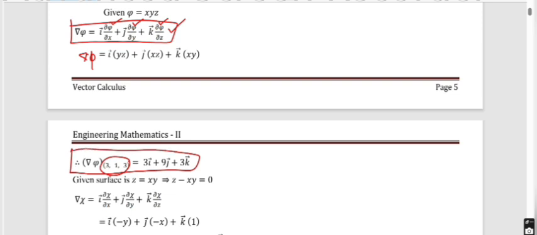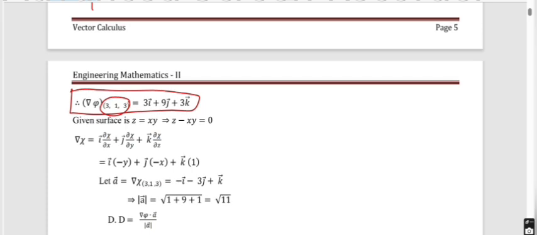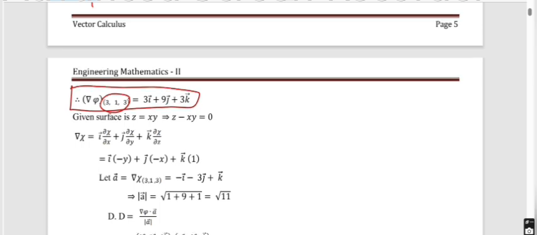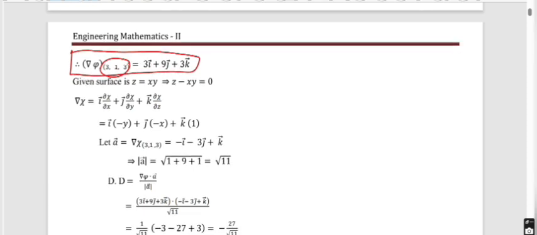Now the given surface is z equal to xy. From this we have z minus xy equal to 0. From this del phi formula, here we have del of this function. We replace phi by it, we have i vector into dou by dou x plus j vector into dou by dou y plus k vector into dou by dou z. So we find dou by dou x is minus y, dou by dou y is minus x, dou by dou z is 1. Then we take the A vector as this del at the given point 3, 1, 3.